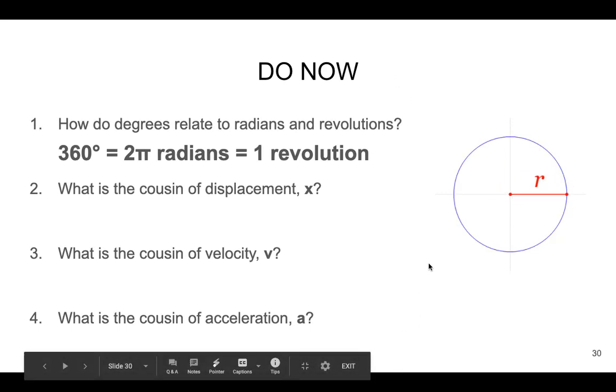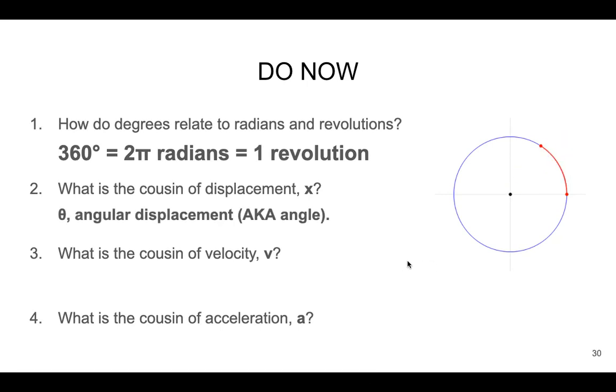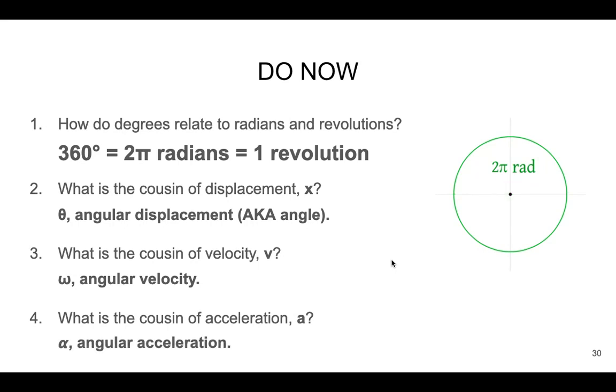So, what is the cousin of displacement x? The cousin of x is theta, also called angular displacement or just angle. And typically we're going to have that in units of radians, although degrees and revolutions are also units of angle. So what is the cousin of velocity, v? The cousin of v is omega, which is angular velocity, typically going to be in radians per second, sometimes in revs per minute. And what is the cousin of acceleration, a? The cousin of a is alpha, angular acceleration.